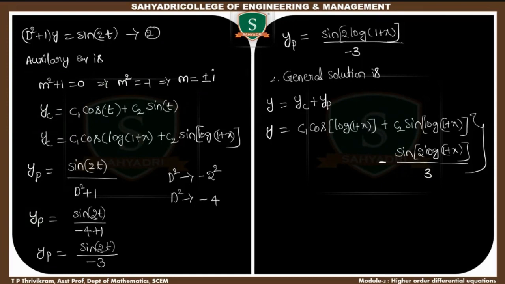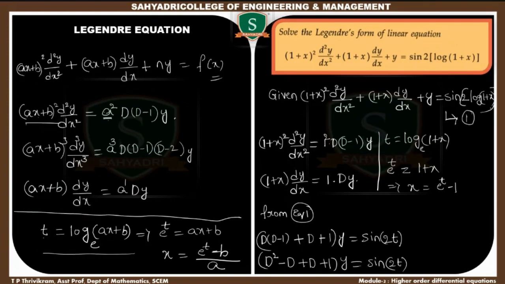So there is nothing much difference. Here only the coefficient of x will be added. In this one, the coefficient of x is 1. So it is almost Cauchy's linear equation only. So just go through it once. I'll give 1 minute for each slide.